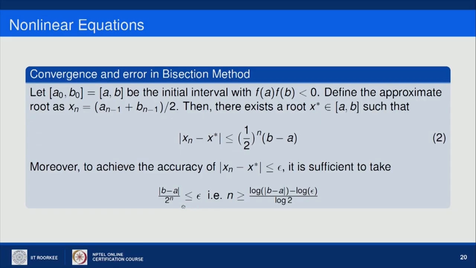So, if we take the logarithm, I can write n should be greater than or equal to log (b minus a) minus log epsilon upon log 2. So, this particular equation tells us about the number of iterations required to get a given accuracy epsilon.